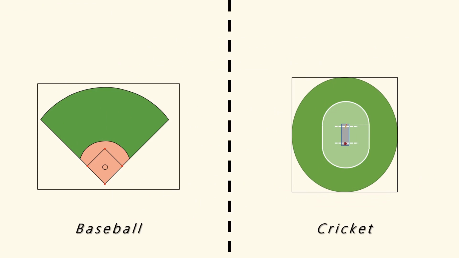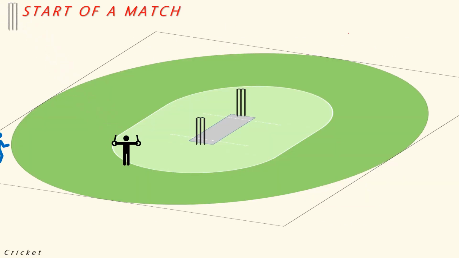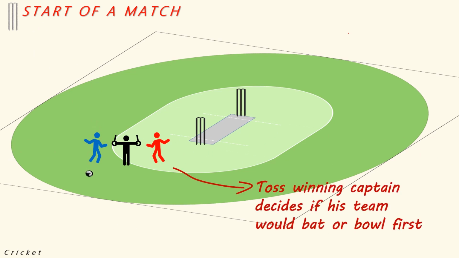Let's now see how a cricket match starts. A cricket match starts with captains of both teams and the match umpire gathering in the cricket field for a coin toss. The captain who wins the toss elects to either bat or field first.